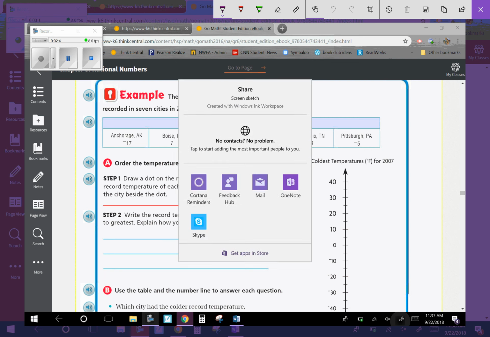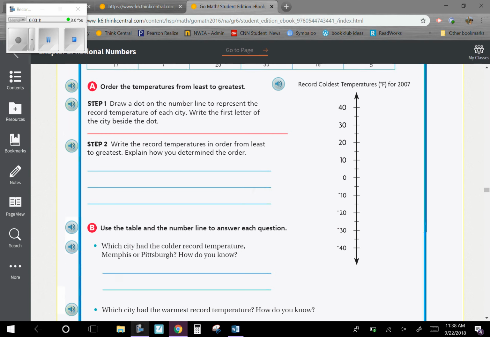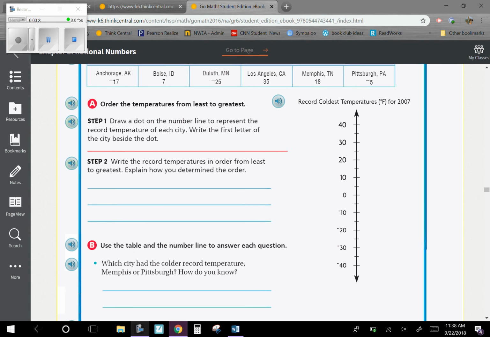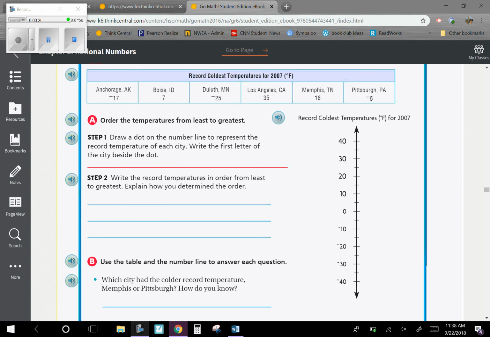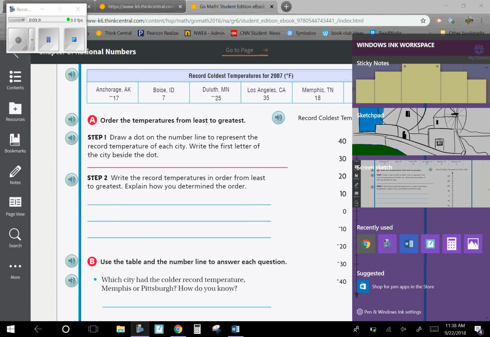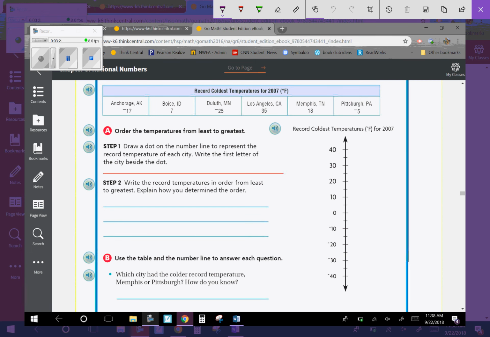So for step one, you need to draw a dot on the number line to represent the record temperature of each city. Write the first letter of the city beside the dot. So over here on the number line, if I start at 0, Anchorage, Alaska is negative 17 from 0. So we have negative 10, 15, 17 is probably right around here, which we're going to label as A for Anchorage.